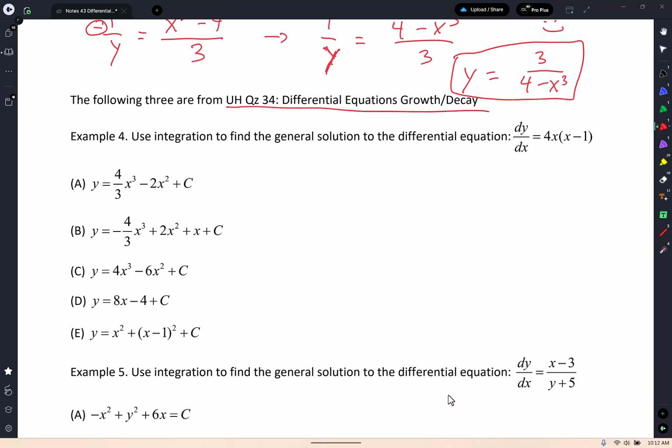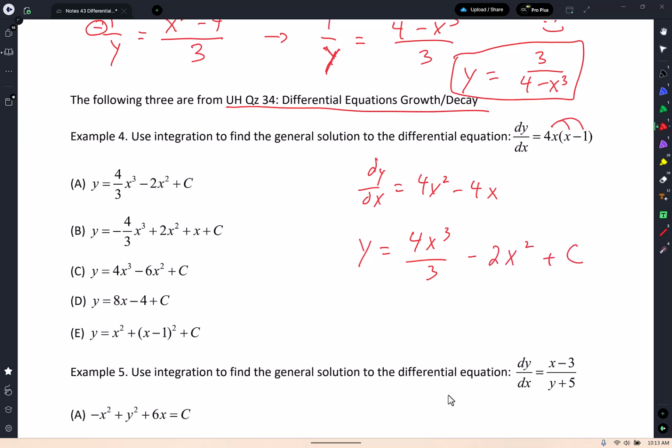All right. Use integration to find the general solution to the differential equation dy/dx equals 4x times (x minus 1). So for this one, guys, go ahead and distribute. You don't want to use anything special. dy/dx equals 4x squared minus 4x. Okay. Antiderivative. We're not doing anything fancy here. If you want, multiply by dx, you can, but there's no two variables on this one. So I'm just going to go y equals 4x cubed over 3 minus 4x squared divided by 2, so 2x squared, plus c.